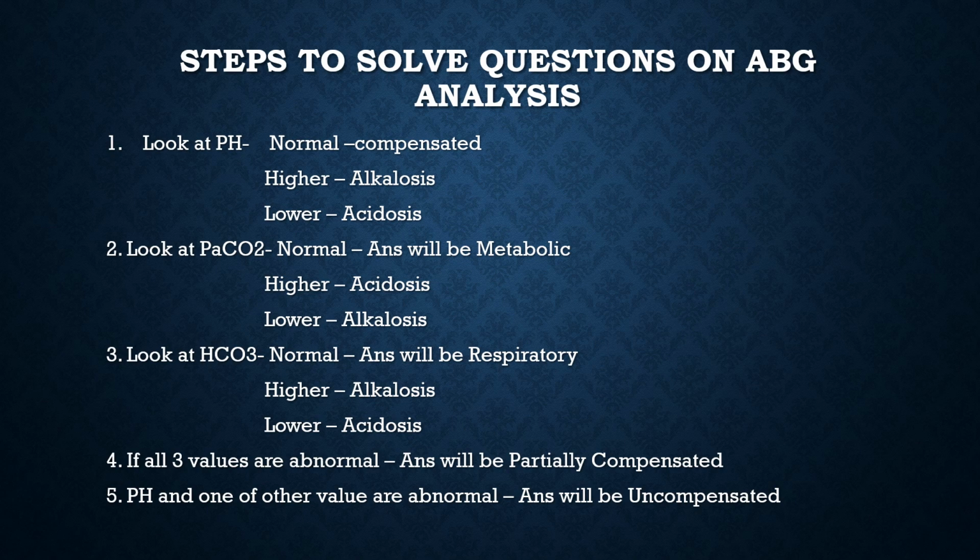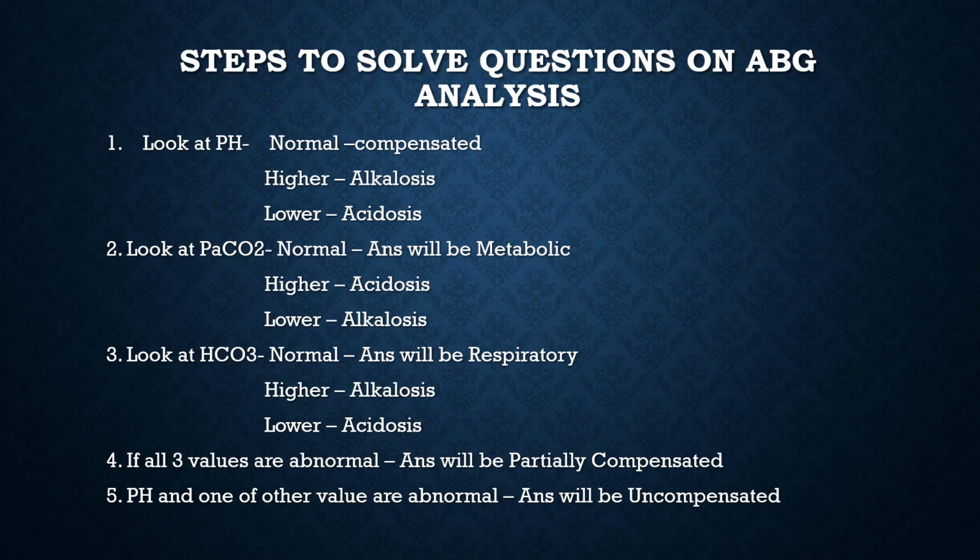Now second step is we will look for our PaCO2. So if PaCO2 is normal, we will call it metabolic, because PaCO2 is not taking part in the arterial blood gas problem. The HCO3 is taking part, so it will become metabolic. So if PaCO2 is higher, it will become acidosis. If it is lower, it will become alkalosis.